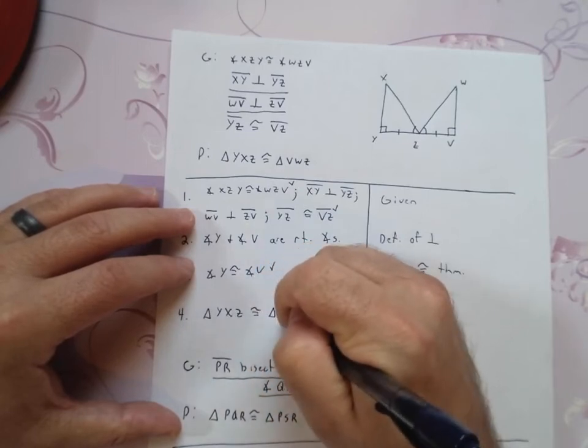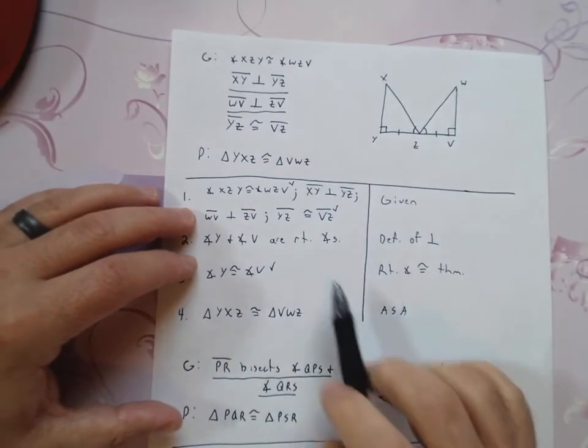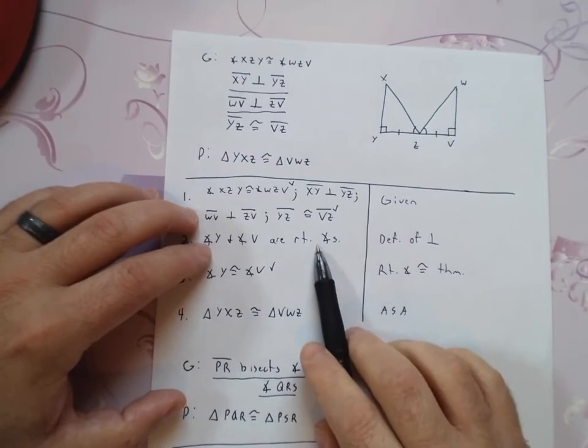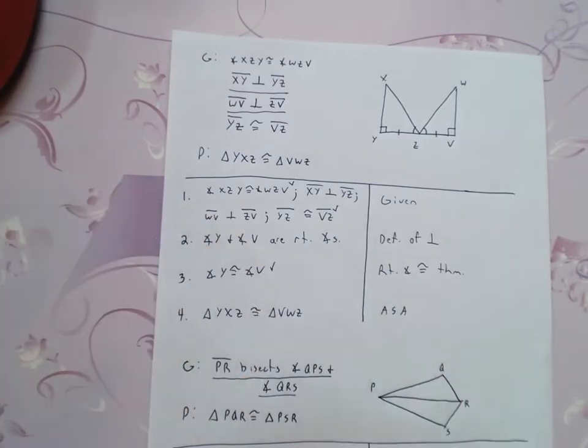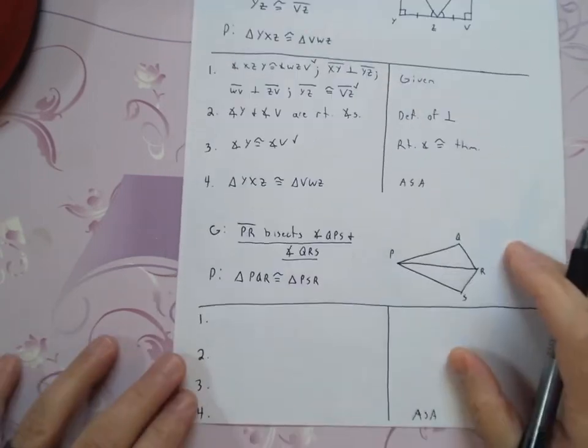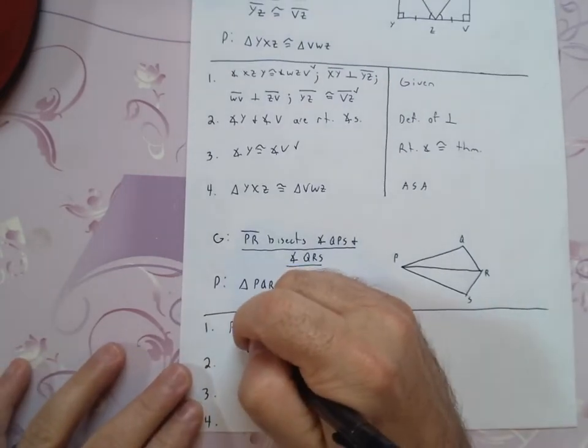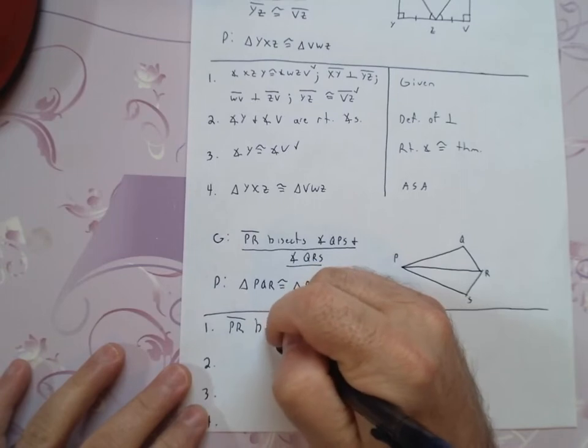The reason for this proof up here is that from perpendicular, you have to talk to me about right angles, and from right angles, you have to tell me that they're congruent. And it all works out. Down here, we have a review of bisecting again.